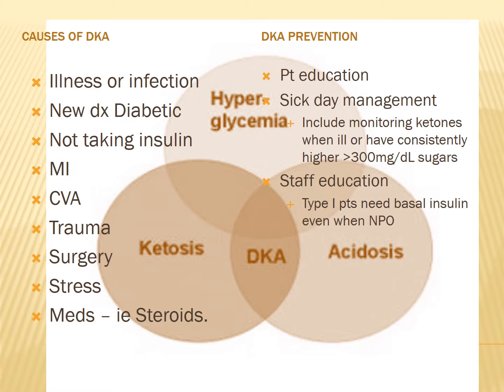And I know you've gone over this before, but this also includes monitoring their ketones when they're ill, or if they have a consistently higher than 300 sugar, they are at higher risk for DKA. Staff education is most important. We want to make sure that everyone knows that our type 1 diabetics need to be on basal insulin even if they are NPO.